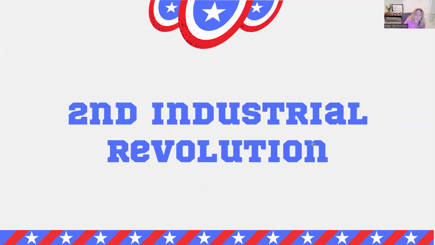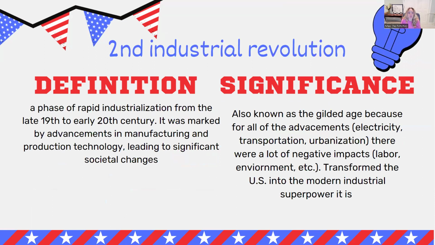Second Industrial Revolution. All right, so this rapid industrialization in the late 19th, early 20th century, so late 1800s to early 1900s. Same idea as the first one. It's a difference in moving more towards machinery and technology, and from manufacturing and mass producing. This period of time is also known as the Gilded Age because for all the advancements, electricity, transportation, rapid urbanization, so making cities, there were a lot of negative impacts, some of which the next vocab words we'll talk about with labor, the environment, etc. But it does transform the U.S. into the modern marvel that it is today.